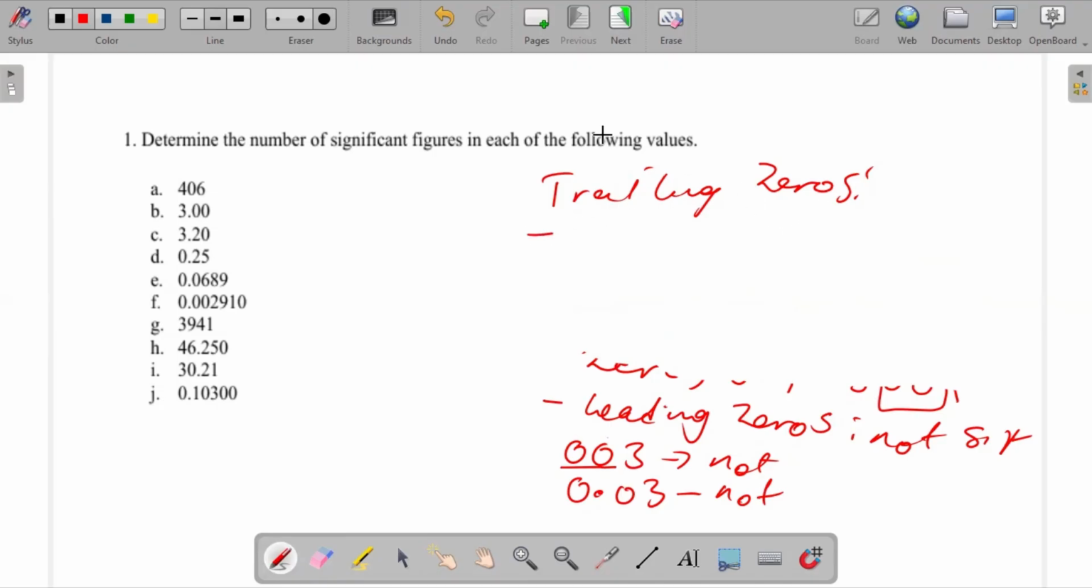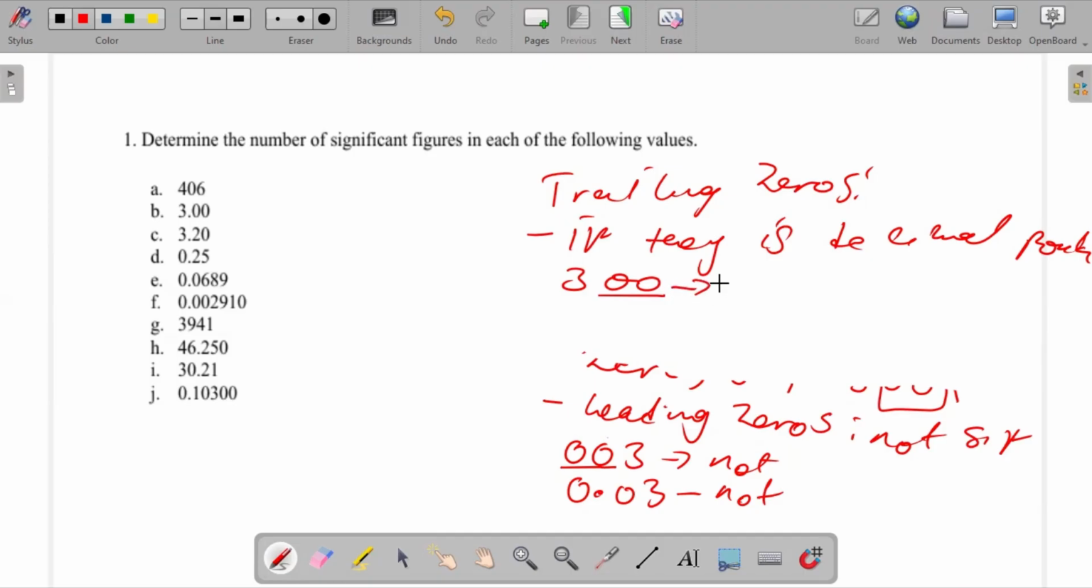So we are saying trailing zeros are only going to be significant if there is a decimal point. What I'm saying is this. Let's say we have 300 like this. These are trailing zeros, right? You notice that they are appearing after a non-zero number. In this case, we don't have any decimal point. So trailing zeros, when there's no decimal point, are not significant.